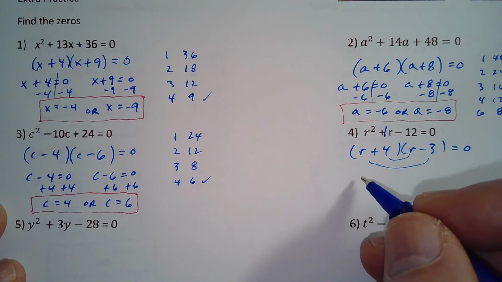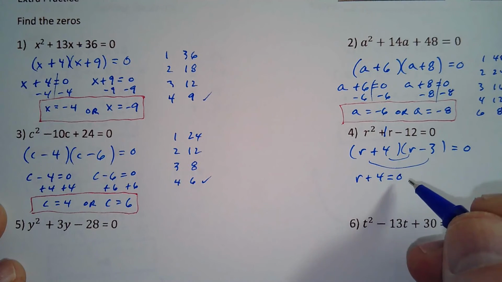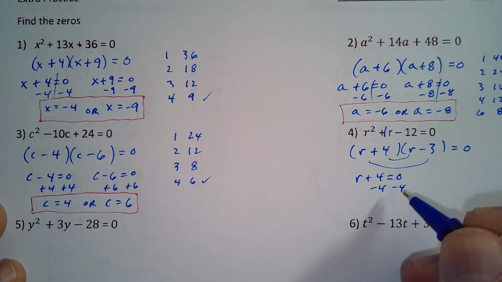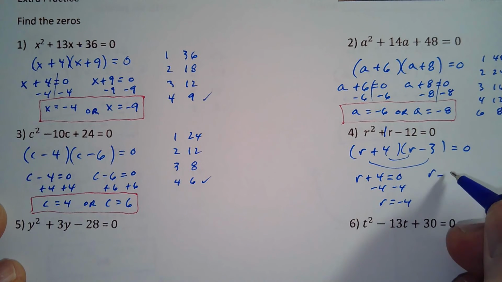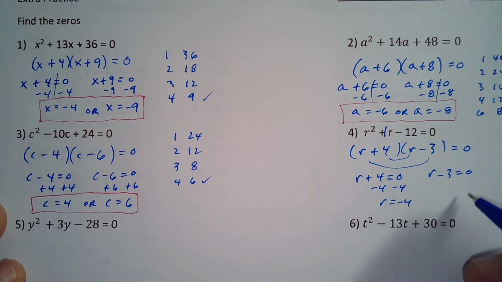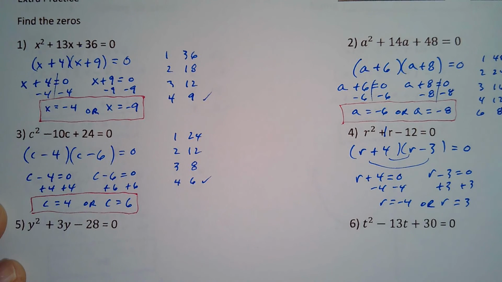And now we do the zero product property. Hey, this first term, r plus 4, could be the one that makes 0. That would mean r would be negative 4 for that one. Or maybe it's the second one that's the 0. And there we get r equals 3. And so actually it's either or, both of them.